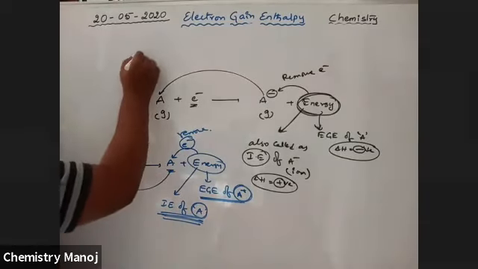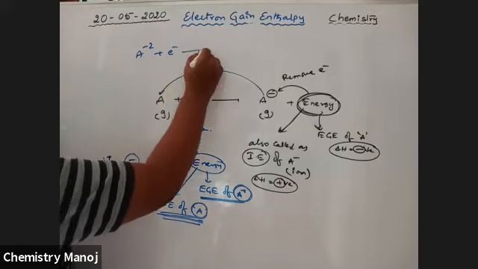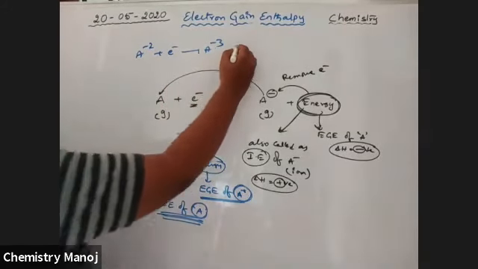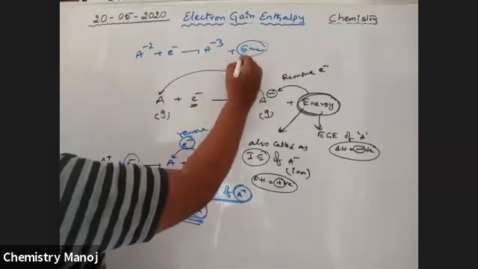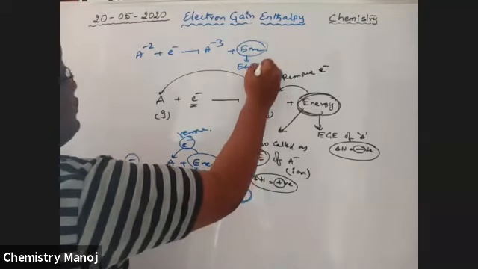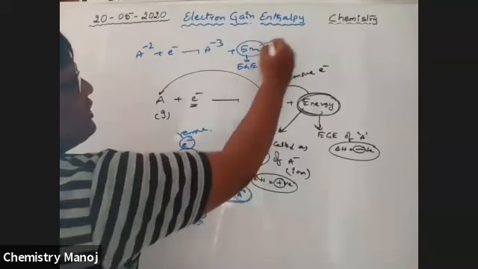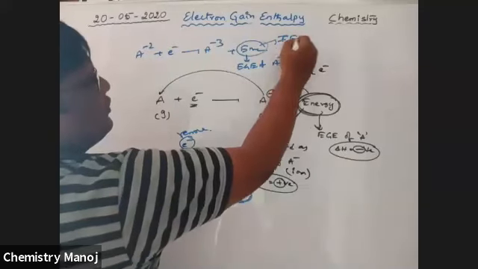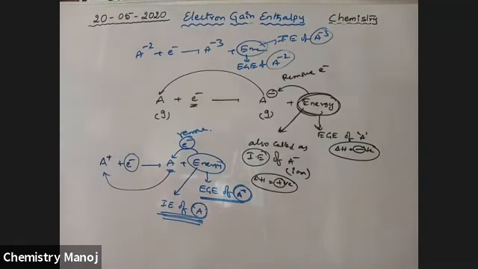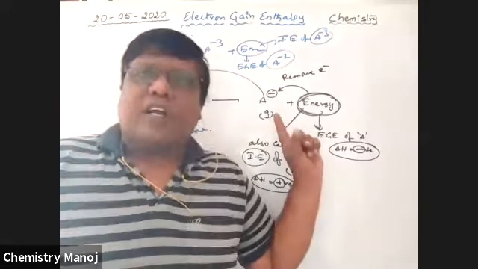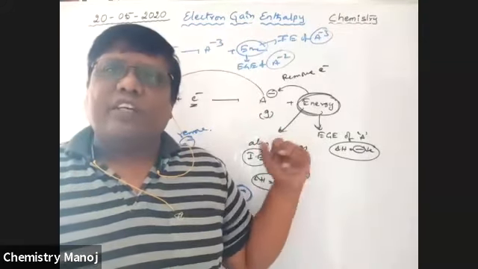For example, A minus 2 takes one electron and is converted into A minus 3. Let it be some energy. This energy is considered the electron gain enthalpy of A minus 2. The same energy is also considered the ionization energy of A minus 3. So the magnitude is fixed, but they are on opposite sides. That's it. This is the way to work out which one is equal to which one, and it is asked many times as a correlation question.